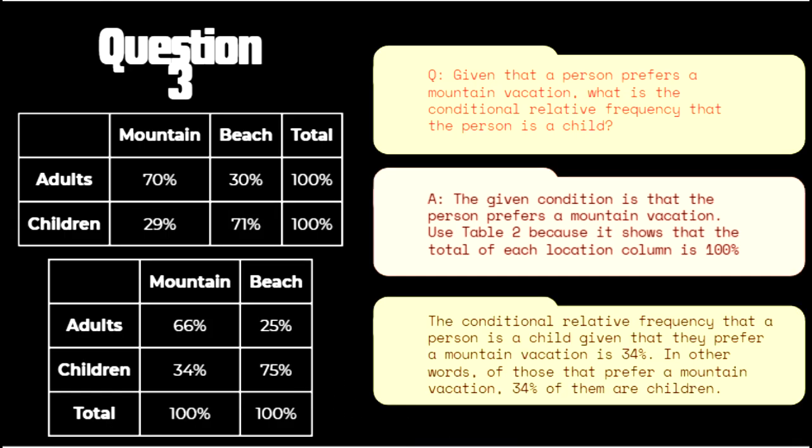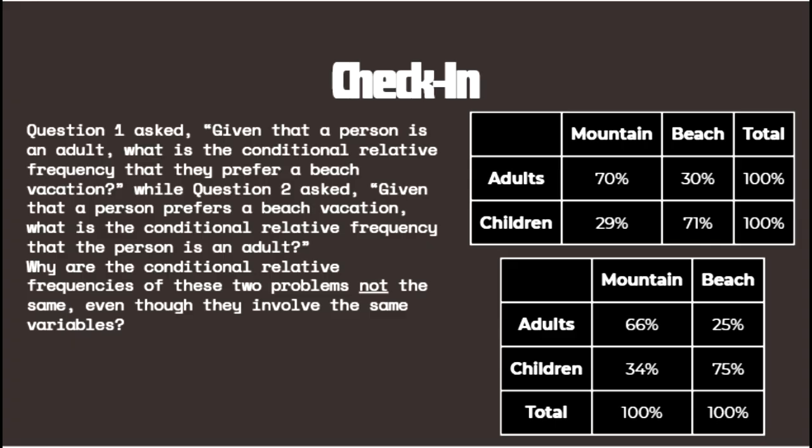The given condition is that the person prefers a mountain vacation. Use table 2 because it shows that the total of each location column is 100%. The conditional relative frequency that a person is a child, given that they prefer a mountain vacation, is 34%. In other words, of those that prefer a mountain vacation, 34% of them are children.